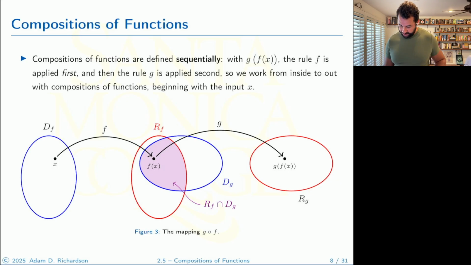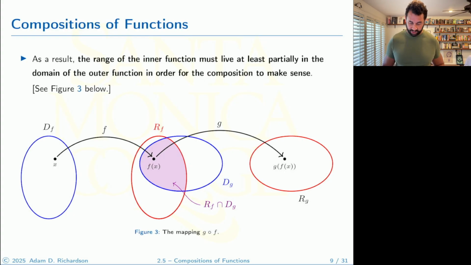All right. Now, because of that, this picture kind of shows you things here. Because we want to take outputs and treat them as inputs of another function, we have to really carefully consider the domains and ranges at play. More specifically, this bold phrase right here: the range of the inner function must live at least partially in the domain of the outer function in order for the composition to make sense.